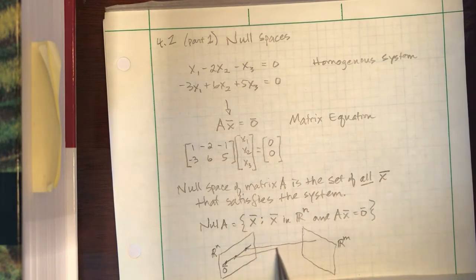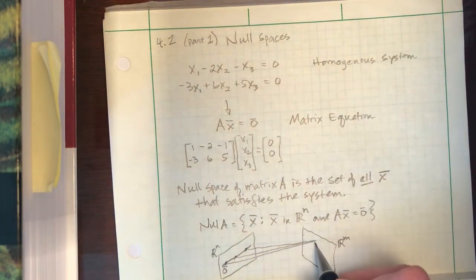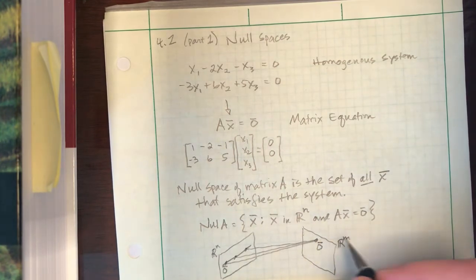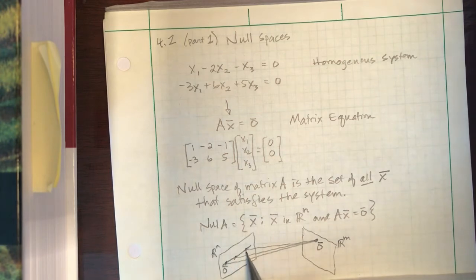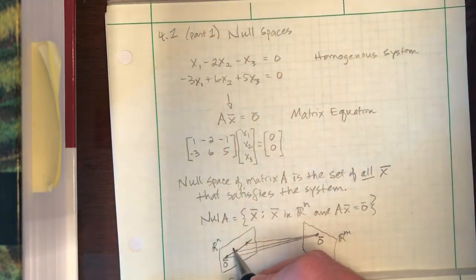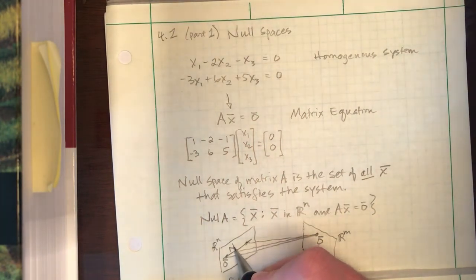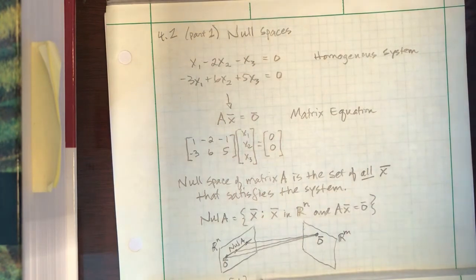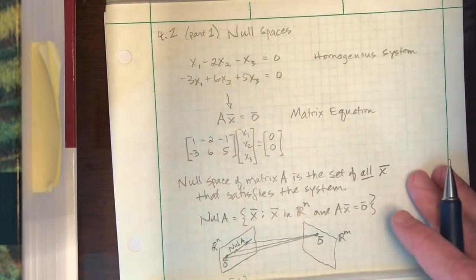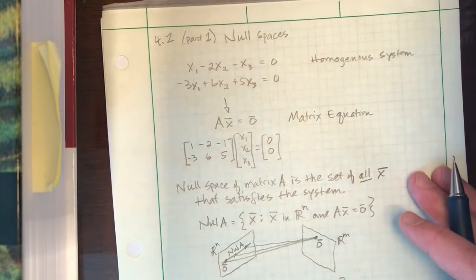And if I were to transform all those vectors, the set of them that all get sent to the 0 vector, that collection of vectors over here that all get sent to the 0 vector, that is my null space of that matrix. So the null space is a set of vectors that all get sent to the 0 vector in Rm.